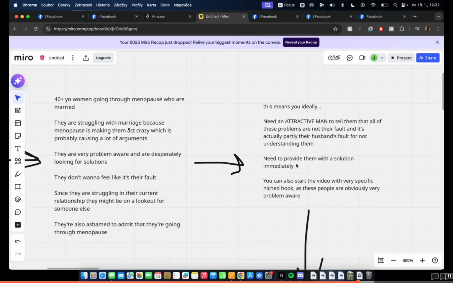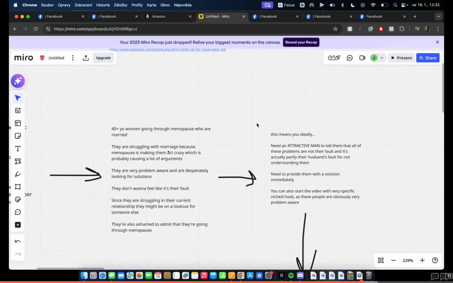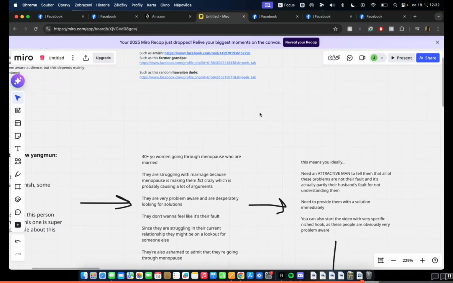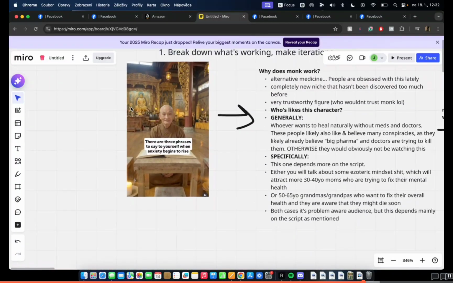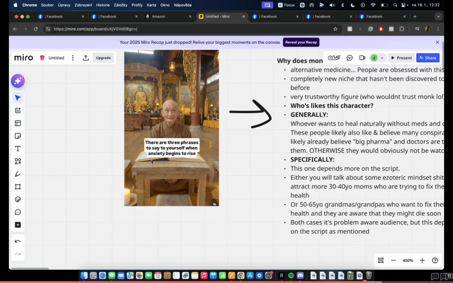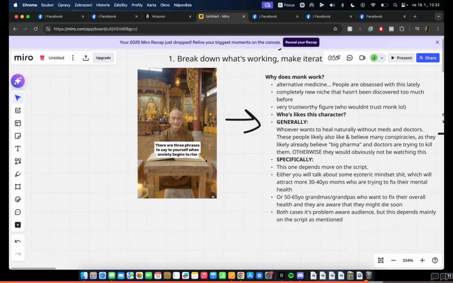And then they also need solutions, and you're going to provide them with a solution. And then you can start the video with a very specific niche hook, because they are problem aware. I'm going into scripting a little bit here, but I still think it makes sense to explain the character. This goes even to here. This is also a very problem aware hook, because it talks straight about anxiety and what to do when your anxiety begins to rise.